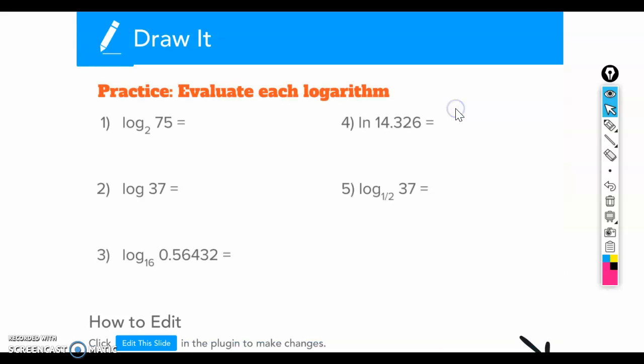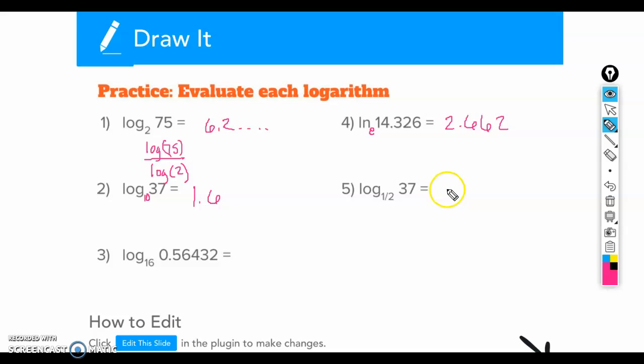All right. So here are some logs for you to evaluate. Everybody go ahead with your calculator and evaluate these logs. All right, so what did you guys get for log base 2 of 75, Kayla? 6.2. How about that natural log, Harris, for number 4? What did you get? 2.662.